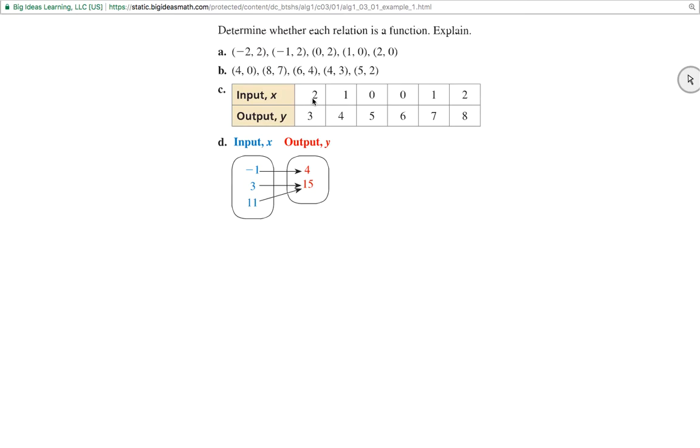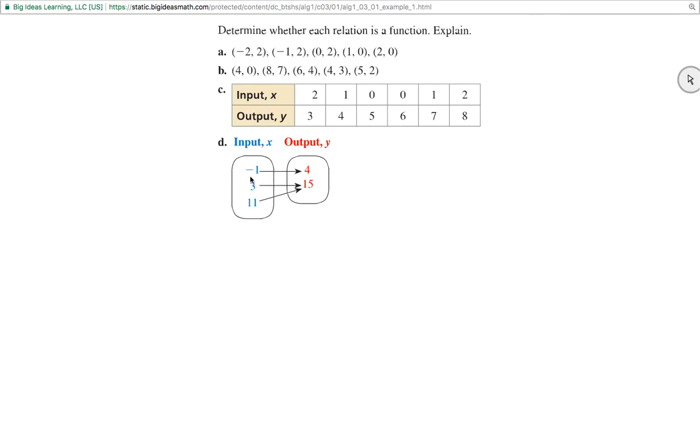Letter C, you look at your inputs. 2, 1, 0, 0, 1, 2. You have lots of repeaters here. This input 2 outputs 3. This input 2, which is the same number, is 8. Therefore, right off the bat, you can say no. To confirm this, you can look at another one. Input 1, input 1 here. Well, one input has one output, 4. This one input has a 7 output. Therefore, again, not a function.